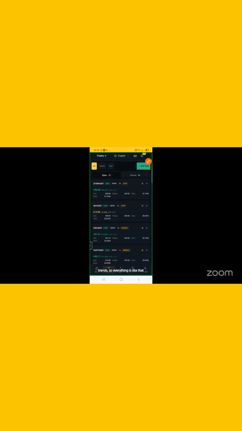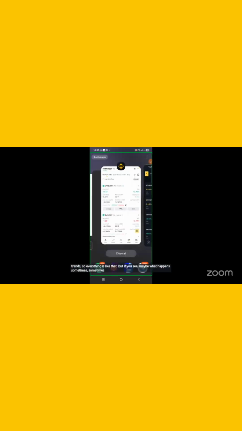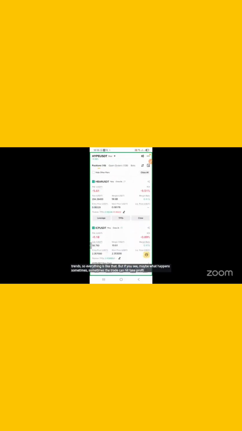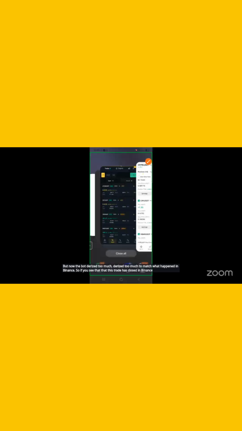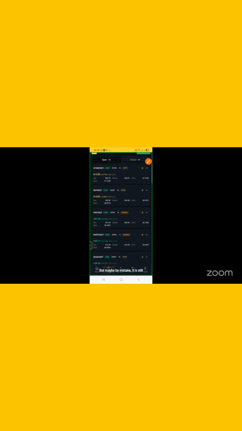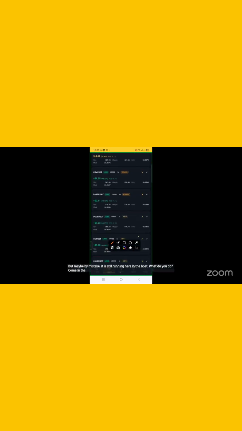But sometimes what happens is a trade can hit take profit in Binance. A trade like, for example, CRV can hit its take profit in Binance, and Binance closes the trade. But now the bot delays to match what happened in Binance. So if you see that this trade has closed in Binance, but maybe by mistake it is still running here in the bot, what do you do? Come in the bot and you close it here.